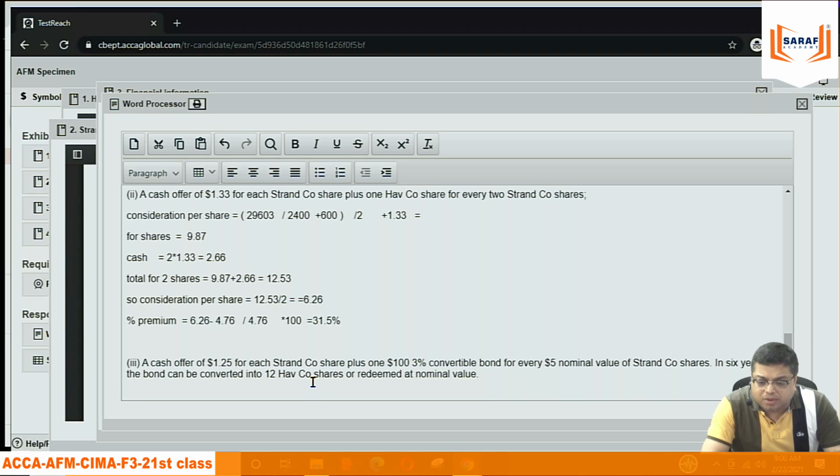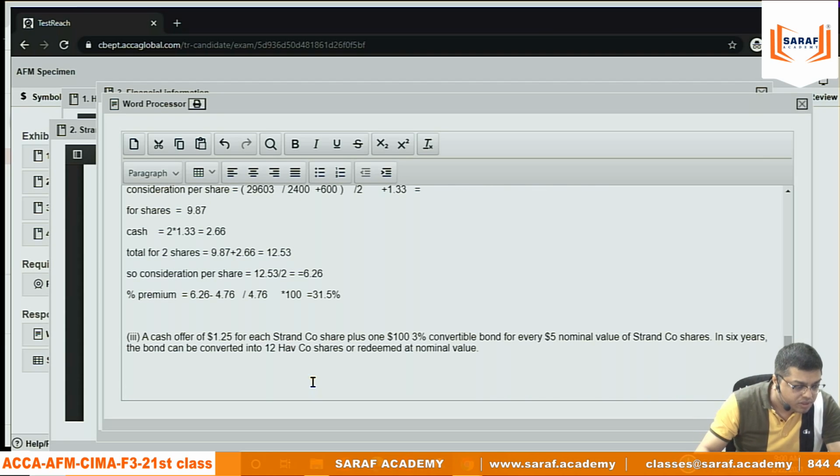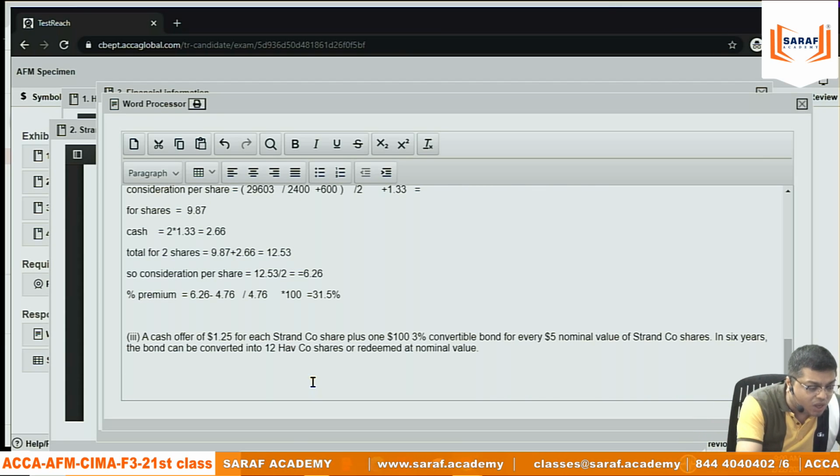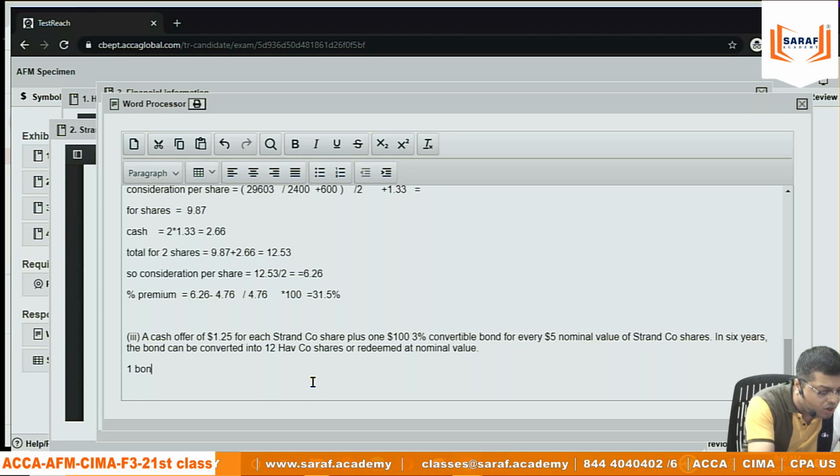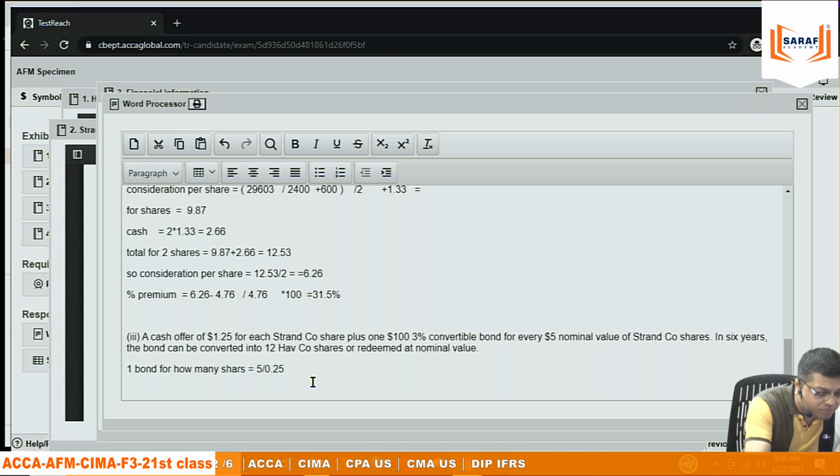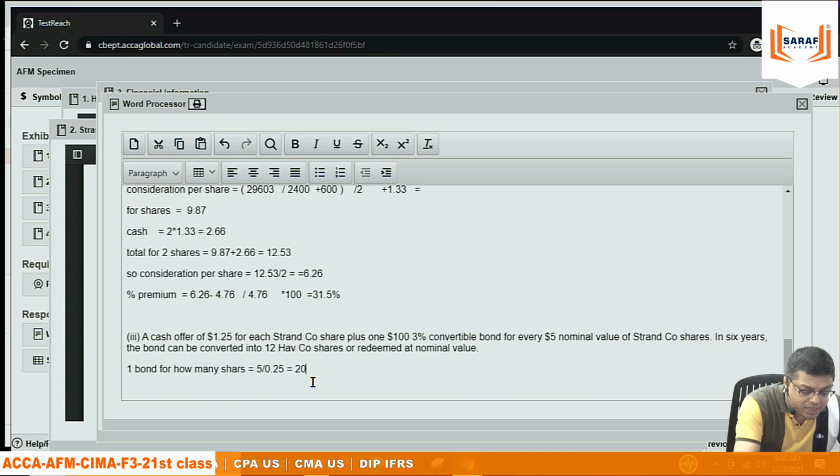A cash offer of 1.25 for each standard company share, plus a 103% convertible bond for every $5 nominal value of share. $5 nominal value means how many shares? One bond for how many shares? 5 divided by 0.25. How many shares? 20 shares.